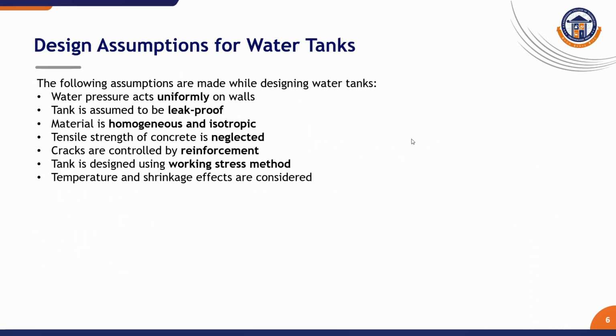These are all the assumptions for the design of water tanks. The following assumptions are made while designing water tanks. Water pressure acts uniformly on the wall. The tank should be leak proof. The material should be homogeneous and isotropic. Tensile strength of the concrete is neglected here. Cracks are controlled by the reinforcement. Design follows the working stress method. Temperature and shrinkage effects are considered here.